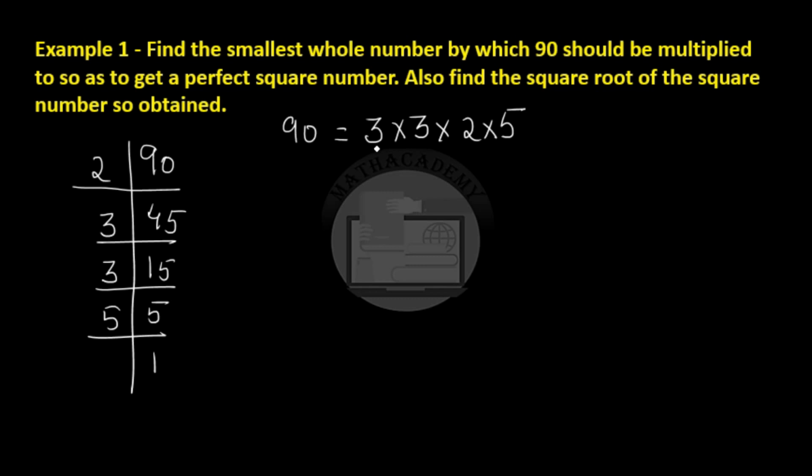90 is the product of 3, 3, 2 and 5, all the prime factors, and let us try to form the pairs. So we have a pair of 3. Do we have a pair of 2? No. Do we have a pair of 5? No. If all the factors do not come in pairs, then that means that it is not a perfect square number. So 90 is not a perfect square.